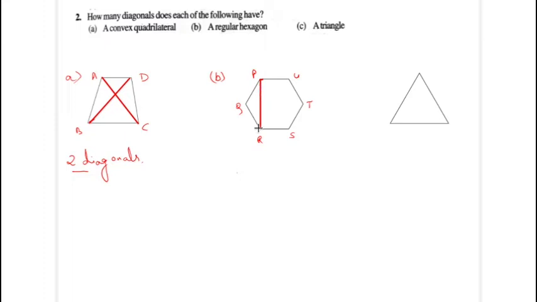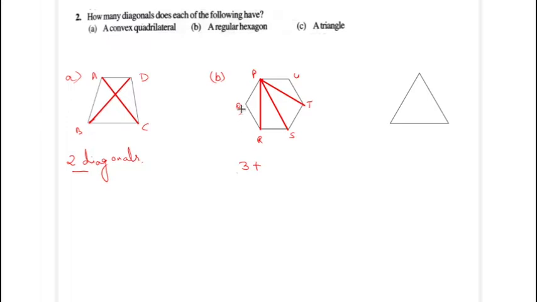P and R. First diagonal P and S, we can join P and S. Then P and T also we can join. So how many diagonals we have got? 3. So here we will write down 3 plus.